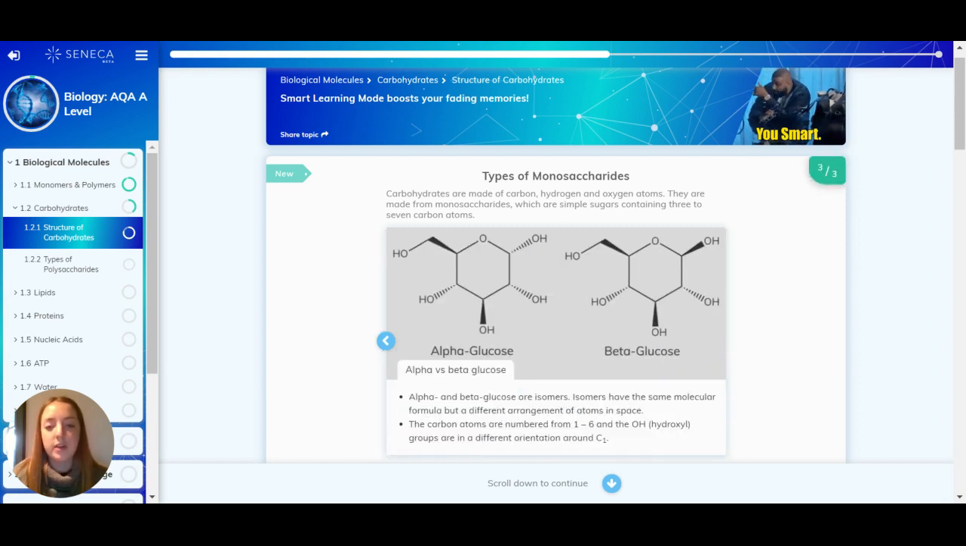There's 2 forms of glucose that you need to know about, alpha and beta glucose, and these are isomers. Isomers have the same molecular formula but a different arrangement of atoms in space. The carbon atoms are numbered from 1 to 6, and the hydroxyl group, which is an OH group, are in different orientations around the first carbon atom.